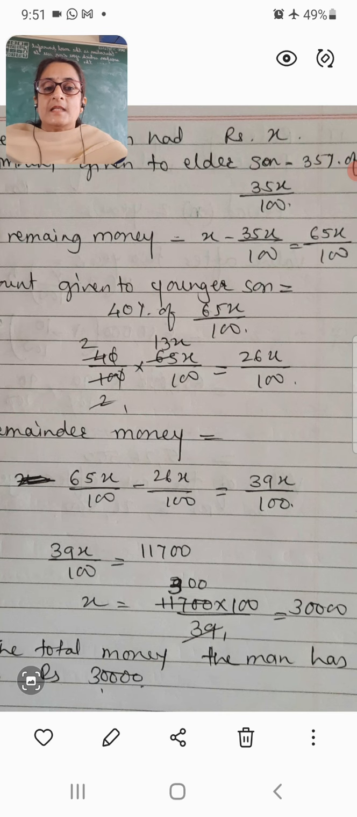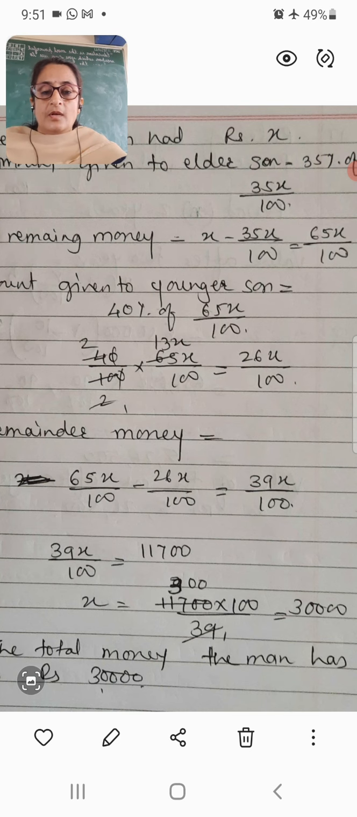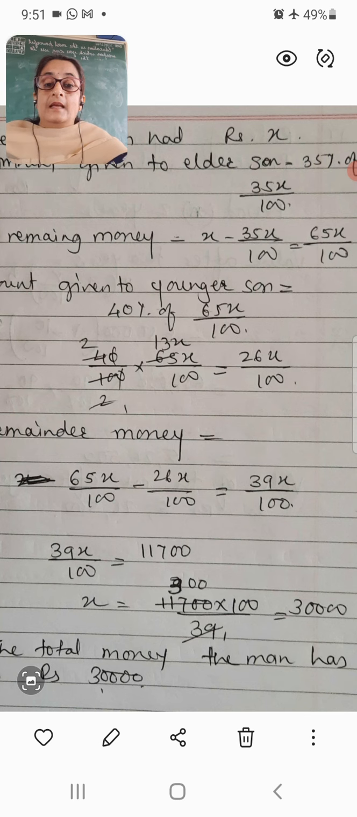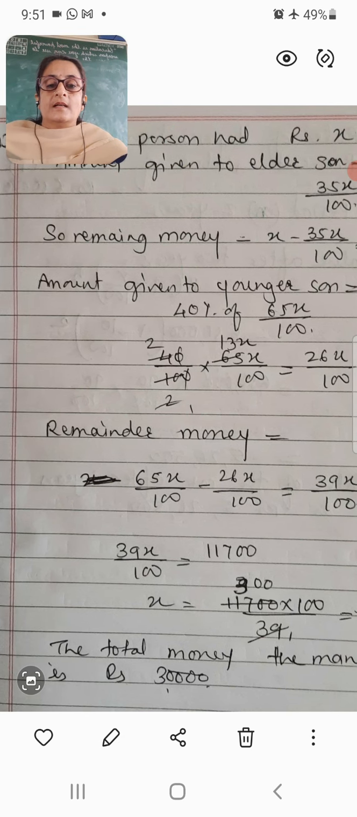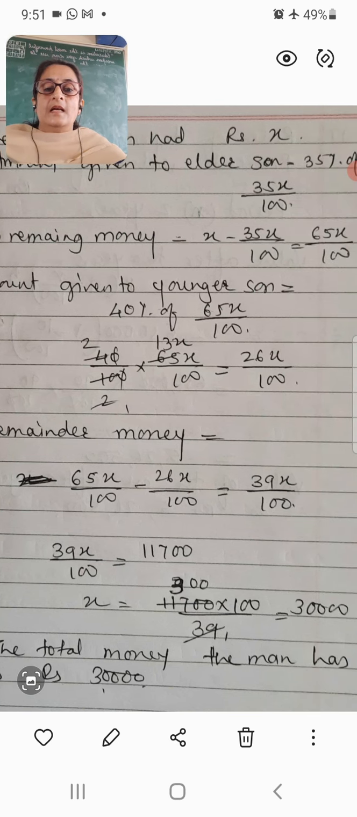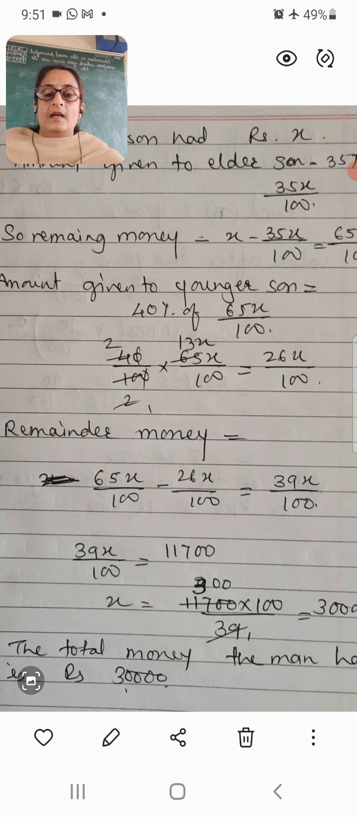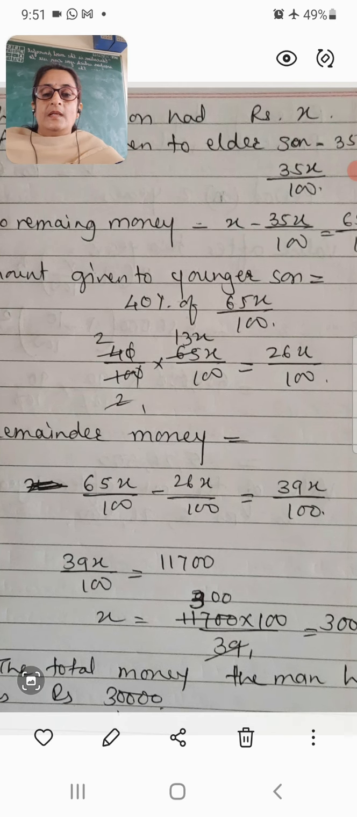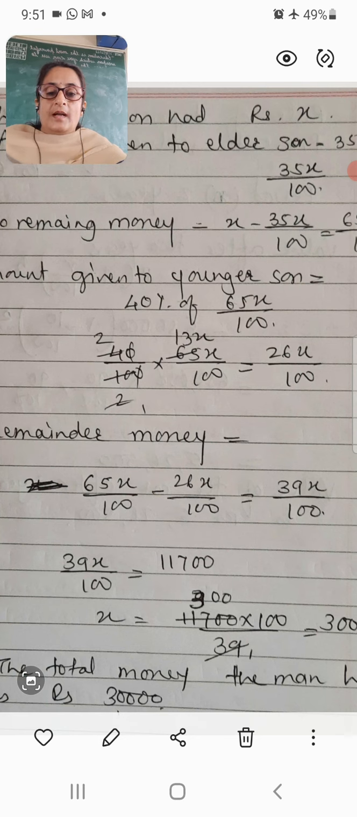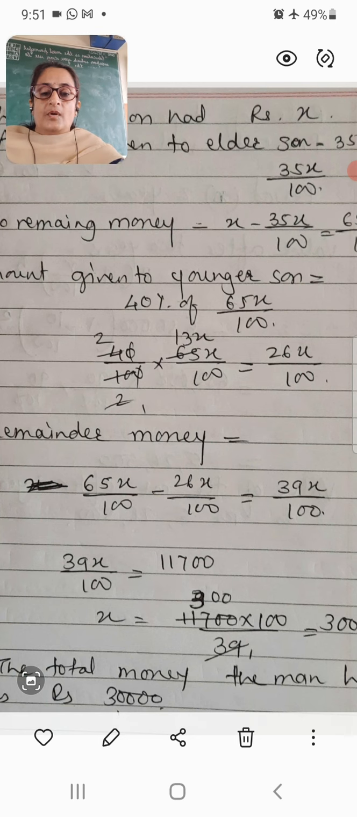Now of that 65x upon 100, he has given 40% to the younger son. He has not given 40% of X, he has given 40% of the remaining money, that is 65x upon 100. So the amount given to the younger son is 40% of 65x upon 100, which is 26x upon 100. Now how much money is he left with? 65x upon 100 minus 26x upon 100.